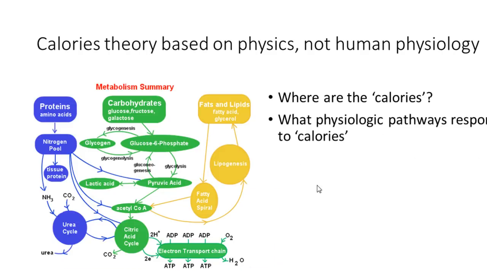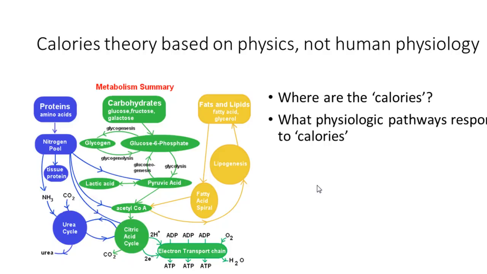Here's basic metabolism, right? Proteins. When you eat proteins, insulin goes up, peptide YY goes up. When you eat fats, cholecystokinin goes up. When you eat carbohydrates, insulin goes up. Where are the calories, right? What physiologic pathway responds to calories? Because we know that the minute you eat a food, if you eat cookies versus you eat salmon, the hormonal response to that food is completely and utterly different. You eat cookies, insulin goes way up. You eat an avocado, it does not, right? There's nothing the same about that food.